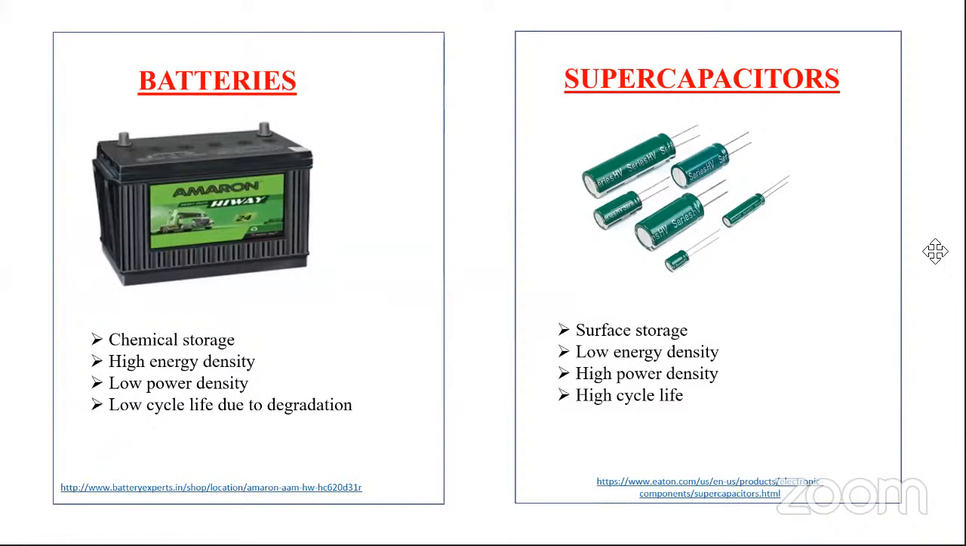So what are the main differences between batteries and supercapacitors? A battery is a chemical storage with high energy density, low power density and low cycle life due to degradation. Once it is discharged, we have to throw that battery away, and it becomes environmental waste on our earth. But a supercapacitor is a surface storage with low energy density, high power density, and a high cycle life. That's why it is not going to be environmental waste, and that's why our team is mostly concentrating on the supercapacitor.